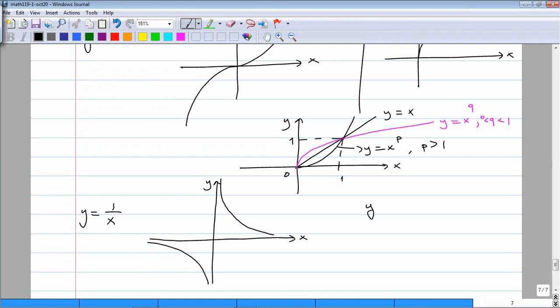But if you have something like 1 over x squared, then it is always greater than 0, but still the same principle applies. As x gets large, y gets small, and as x gets small, y gets large.